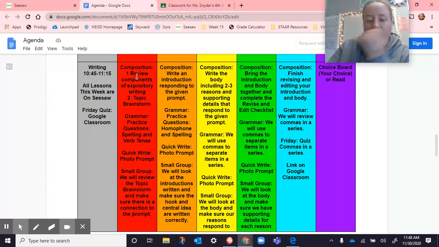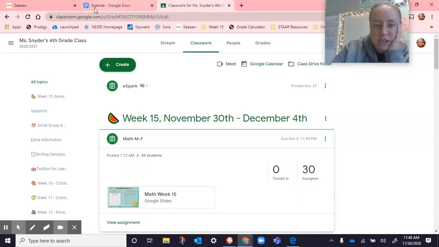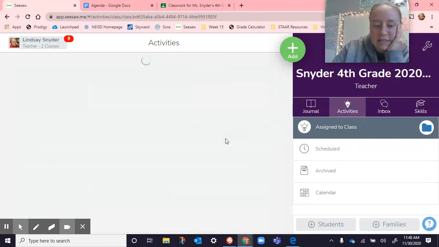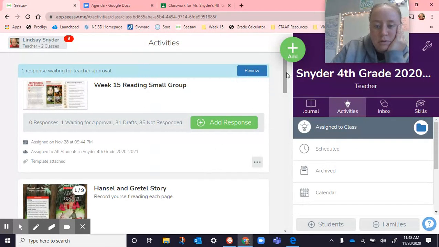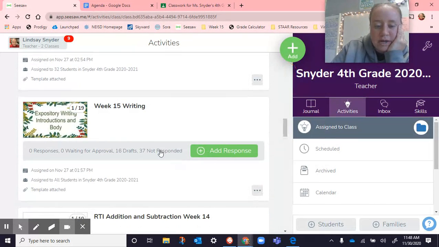All right, writing, we reviewed the components of expository writing, and we worked on our topic brainstorm, and then we did some grammar practice and a photo prompt where we looked at a photo and then wrote for 5 to 10 minutes. And then in small group, we looked at our topic brainstorm and we made sure that there was a connection with the prompt. So that's in Seesaw.